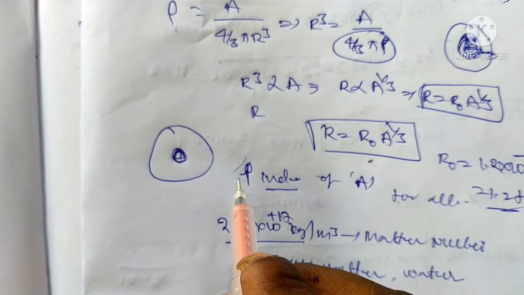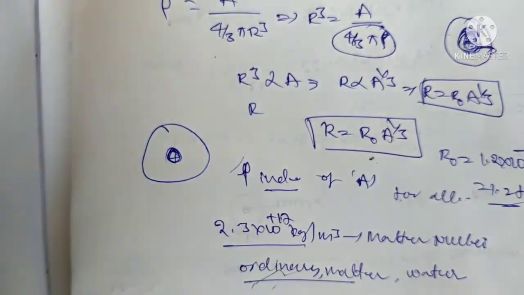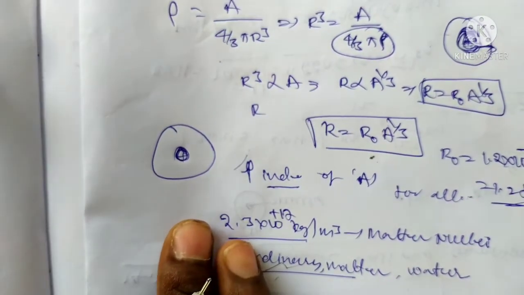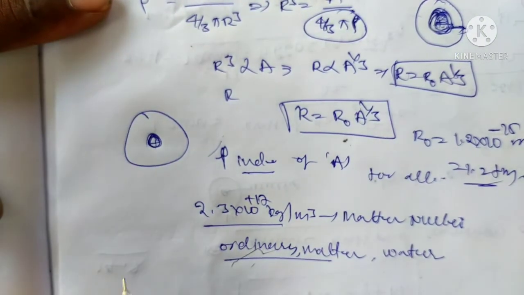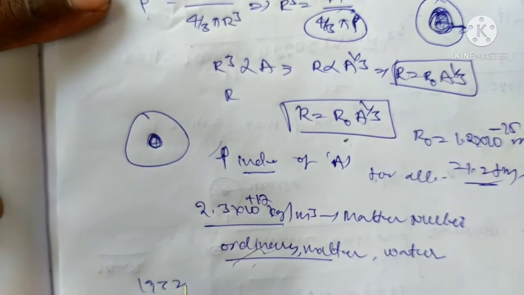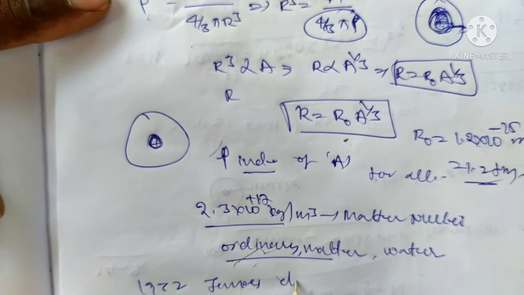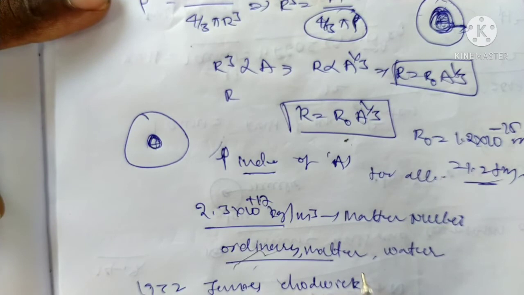Now we discuss the discovery of the neutron. In 1932, James Chadwick found or observed the emission of neutral radiation when beryllium is bombarded with alpha particles.